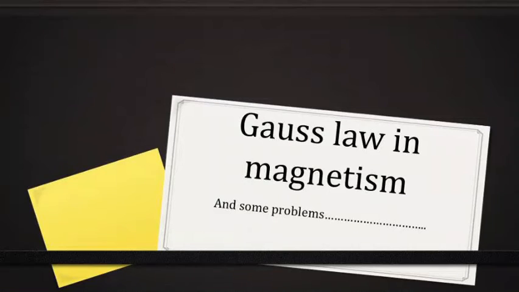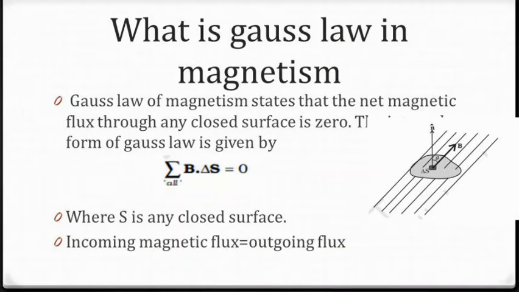This video focuses on Gauss law in magnetism from the chapter Magnetism and Matter. So, what is Gauss law in magnetism? Gauss law of magnetism states that the net magnetic flux through any closed surface is zero. It can be expressed mathematically as sigma B dot delta S equals 0, where S is any closed surface. Also, incoming magnetic flux is equal to the outgoing magnetic flux. This is a very important portion from this chapter, that is the Gauss law.